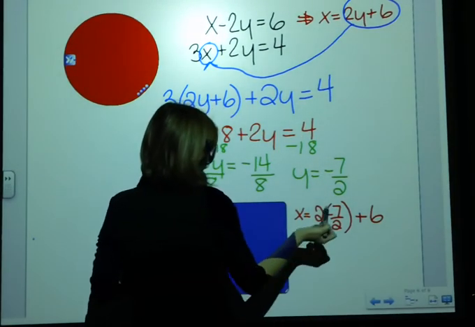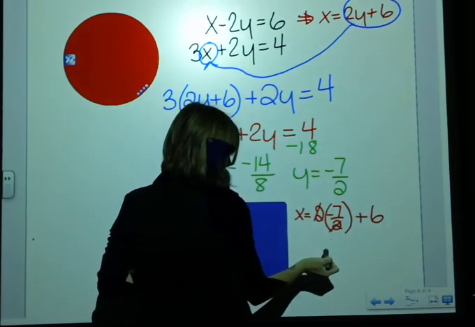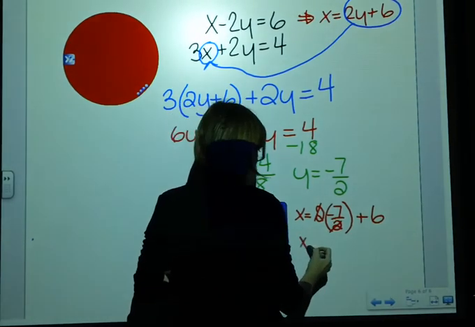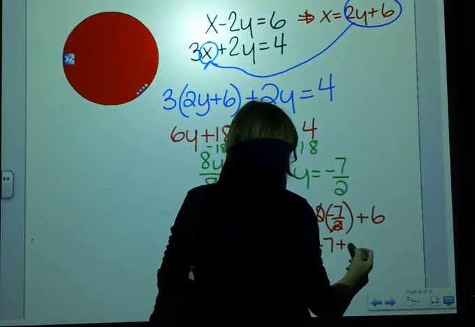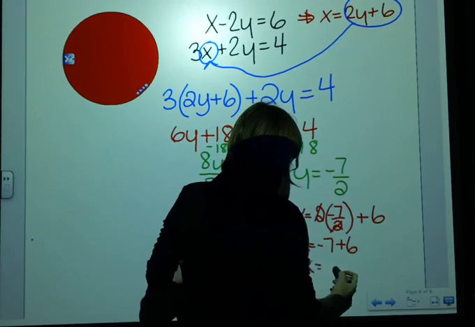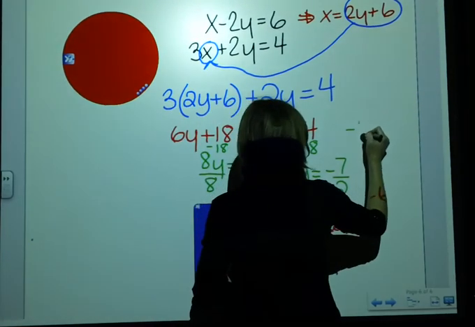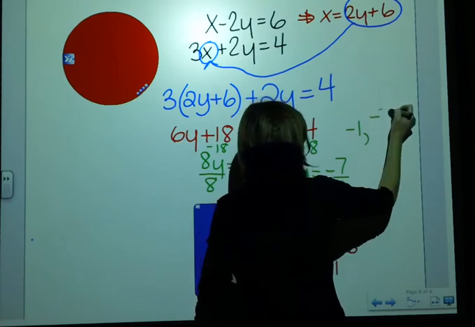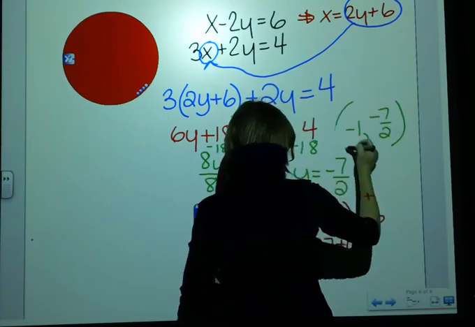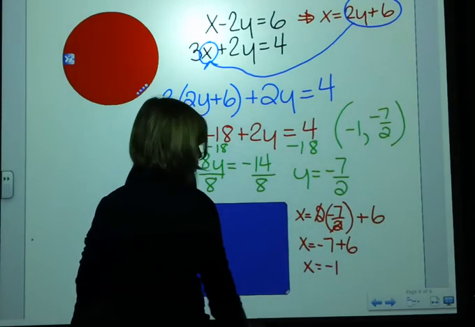Did I do all that right? Okay, good. And now I simplify, then multiply, and I get x equals negative 7 plus 6, which gives me negative 1. So my answer here would be negative 1 comma negative 7 halves. All right, hopefully I did all that right.